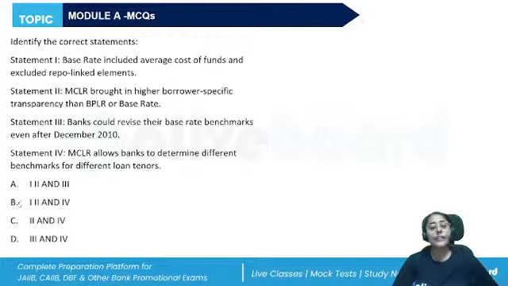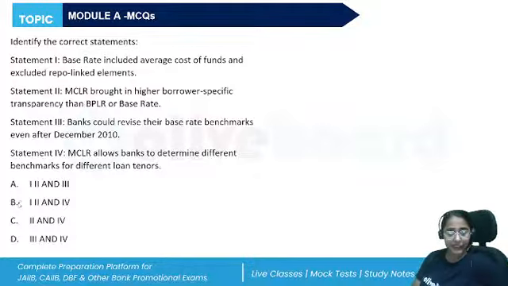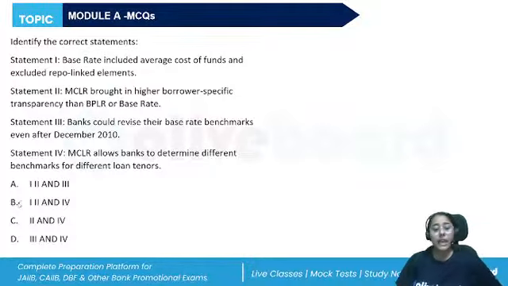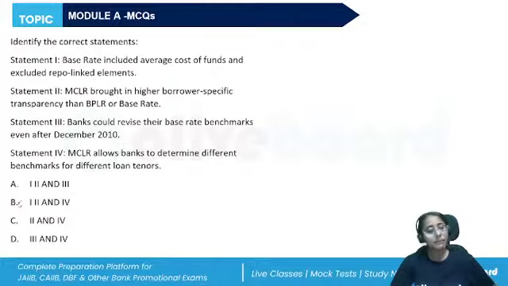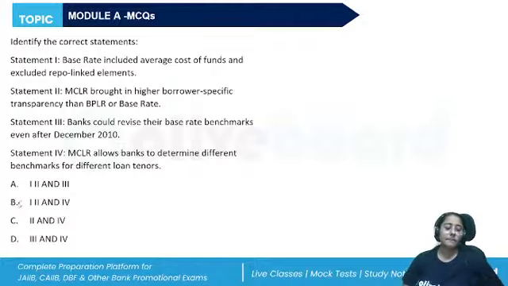Now in this question you need to differentiate between the base rate, the MCLR and the external benchmarks. So the base rate included average cost of funds and excluded the repo linked elements. MCLR brought in higher borrower specific transparency than BPLR or base rate. Banks could revise their base rate benchmarks even after December 2010, and the MCLR allows banks to determine different benchmarks for the different loan tenors. So this is regarding the regulation of interest rates.